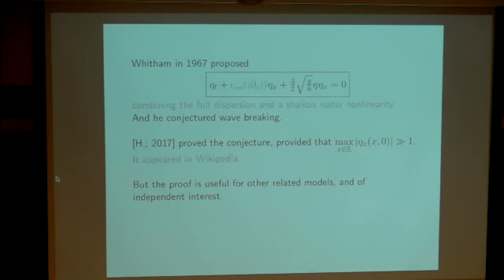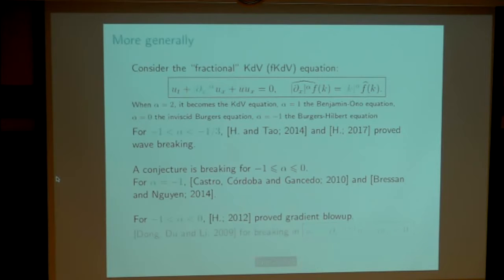Now, the breaking proof here is useful for other related equations. To illustrate, I take what we call the fractional KdV equation here in the box, which is to take the Whitham equation and replace the Whitham dispersion relation by a fractional Laplacian. Now, when alpha is 2, this equation becomes the KdV equation.